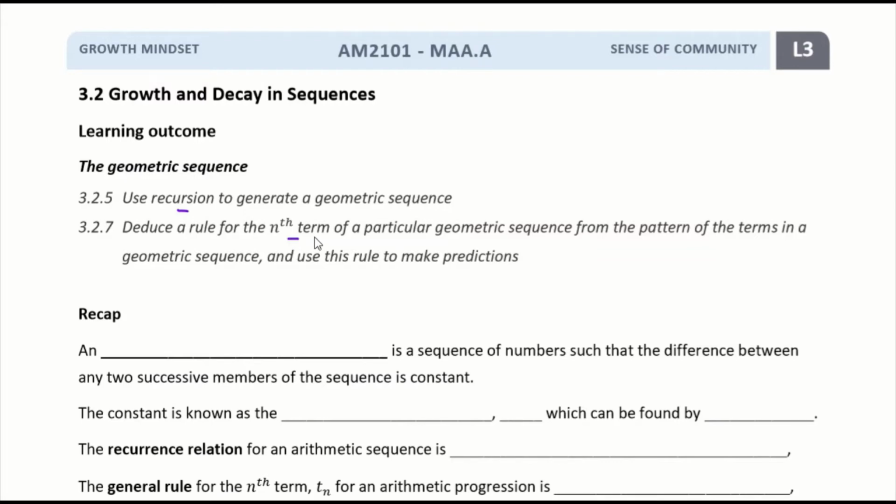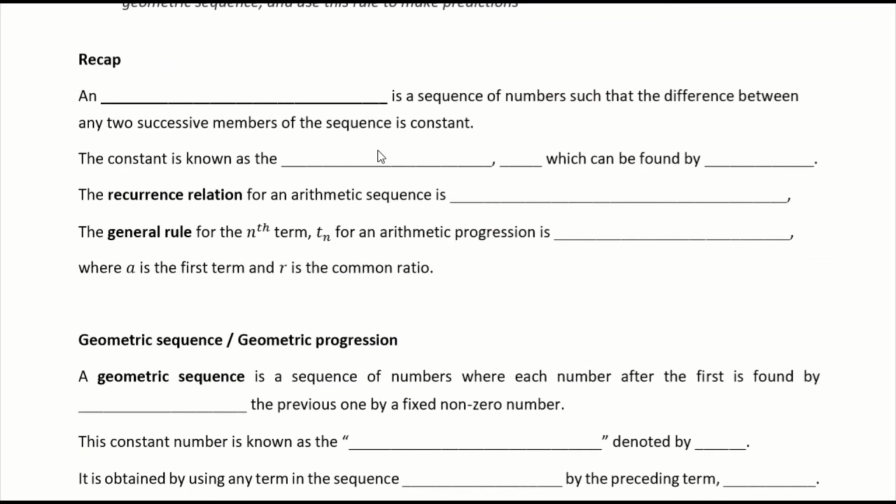Okay, so now let's do a quick recap on what we learned in the last lesson. Previously we talked about the first type of sequence, which is the arithmetic sequence. An arithmetic sequence is a sequence of numbers such that the difference between any two successive terms is a constant. We call that constant the common difference. I hope you still remember all these special terms that we have here.